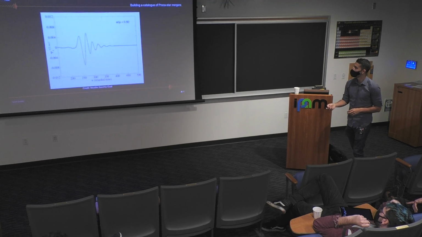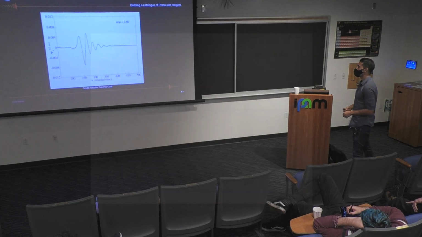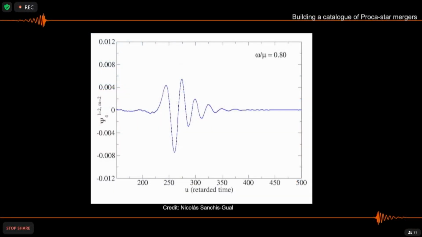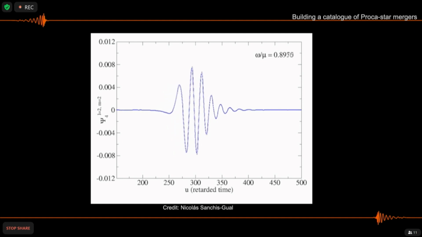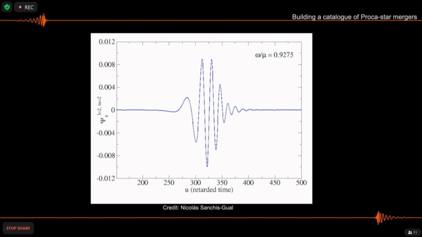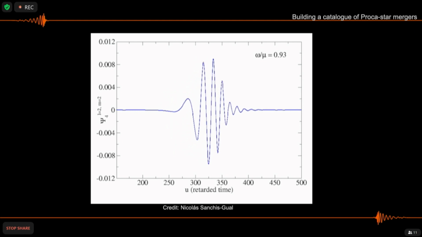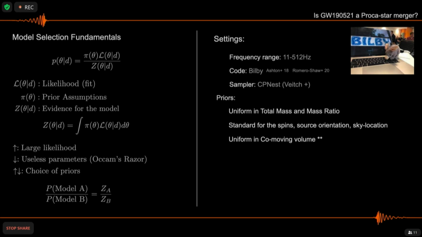mode. And this is just a GIF that shows how the waveform varies as we vary the oscillation frequencies of the two fields. That's just for pictorial purposes. So, again, this is the basics on model selection and parameter estimation. And for the experts in the room, this is just the settings we use for this particular run.